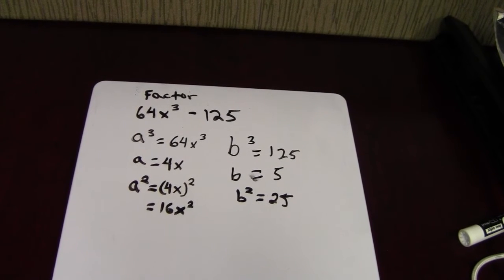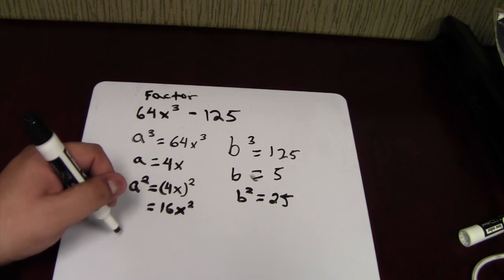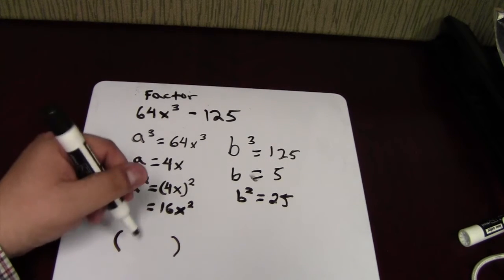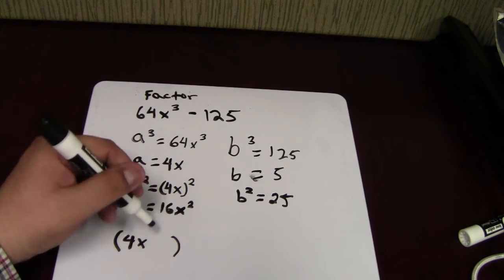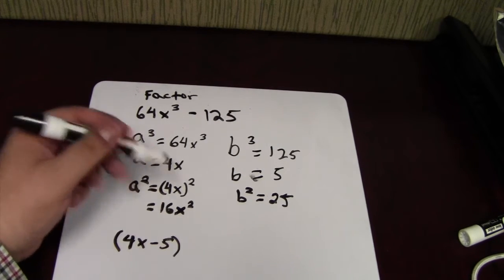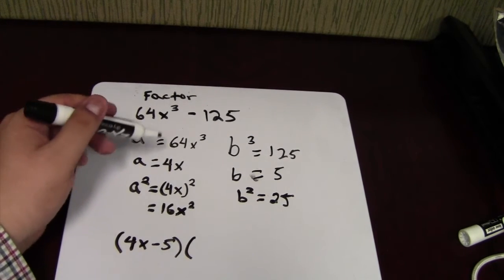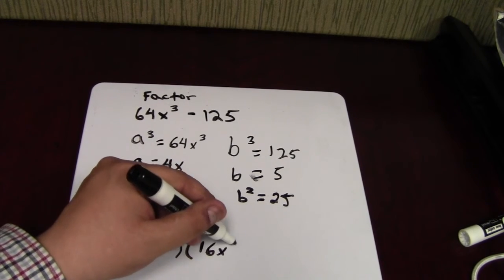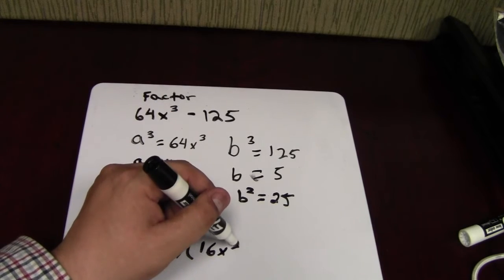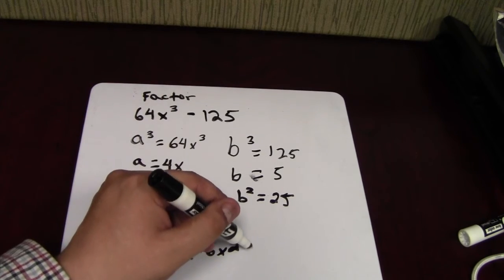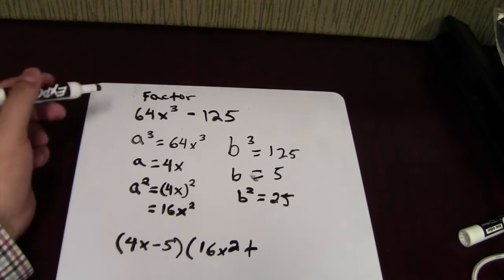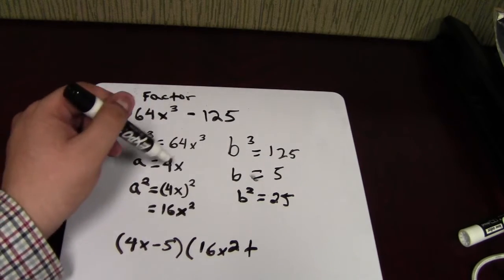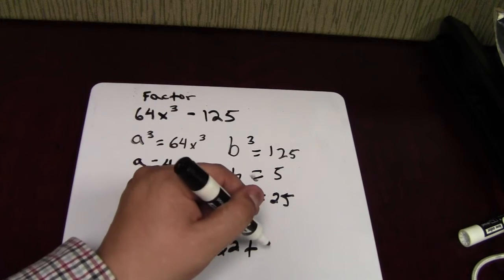let's just list them all out then. That means we can factor this down to a minus b. So a minus b, that's just 4x minus 5, times a squared. We have that, 16x squared. Then it says plus a times b, if you look back at the formula. So plus ab, so ab is here, and this times this, that's 20x.